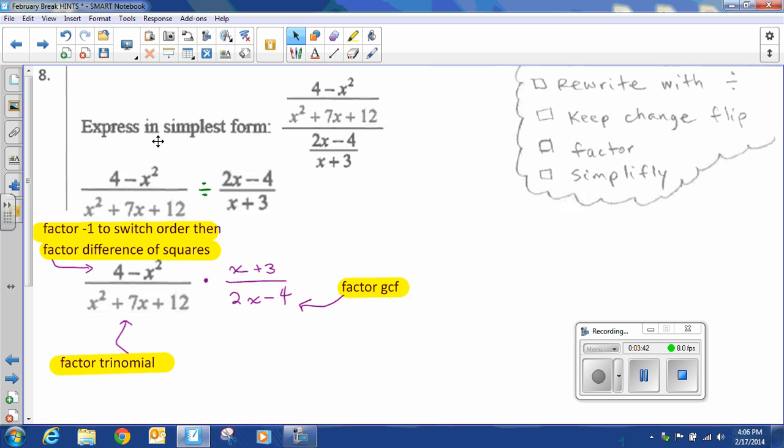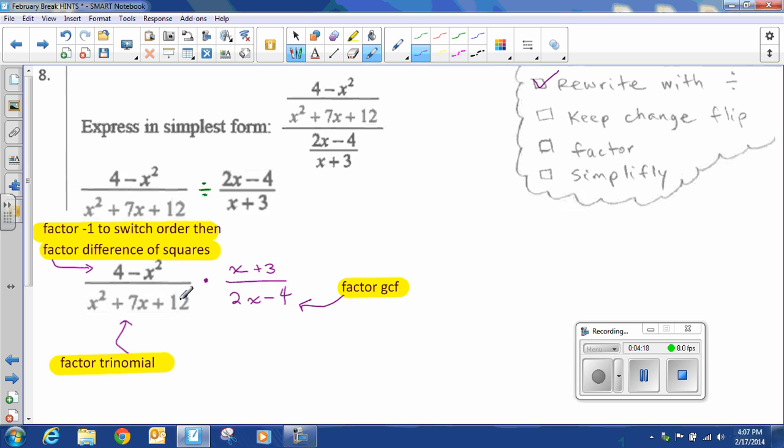Okay, number 8. Express in simplest form this big complex fraction. So you need to remember, you want to rewrite this with the division sign. Okay? So that's what we've done here. I've rewritten, here's the numerator, divided by the denominator. Once again, like the previous problem, 4 minus x squared, we want this to be x squared minus 4. So we're going to factor out a -1 to switch the order, then factor the difference of squares. I'll let you do that.